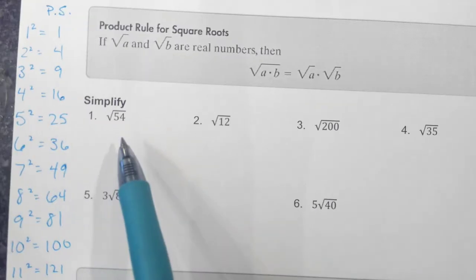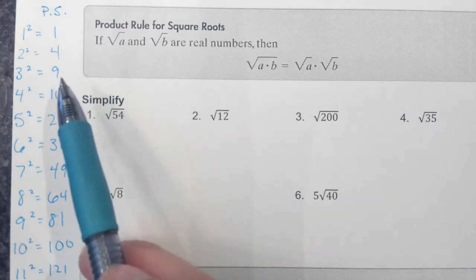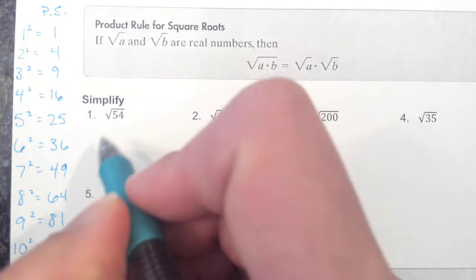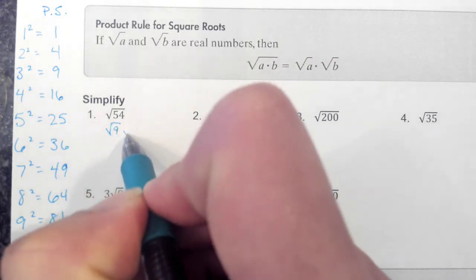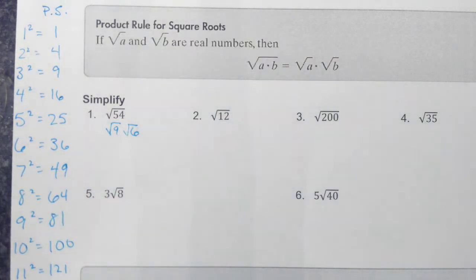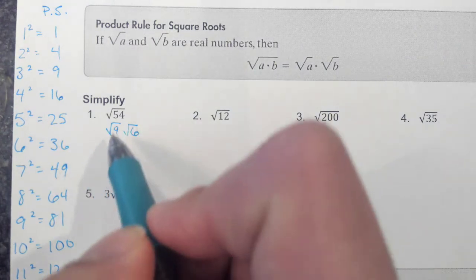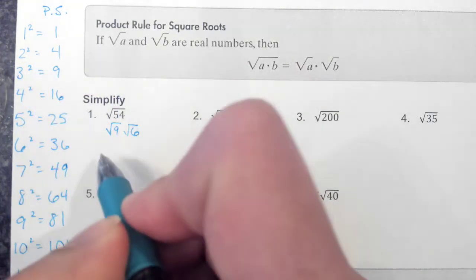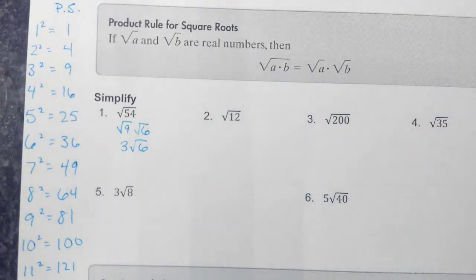So you're going to look at your list of perfect squares, and which of these divides 54? Well, 9 times 6 is 54. So we can say that the square root of 54 is the same as the square root of 9 times the square root of 6. And then, what's the square root of 9? Well, over here, it's 3, because 3 times 3 is 9. So the square root of 54 simplified is 3 square roots of 6. And that's all you have to do to simplify a square root. Not too difficult.